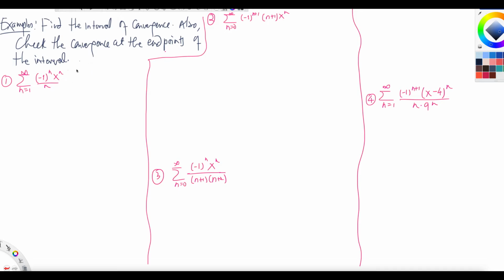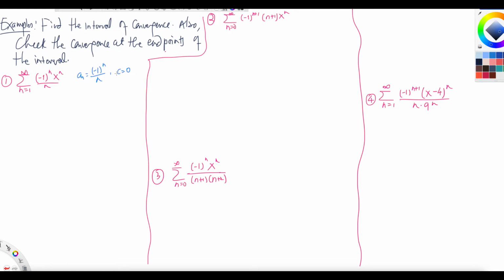So here, what is this? Is it a power series? Yes, it is a power series where a_n is equal to (-1)^n over n, right? And then what is c? c is equal to 0. You see that? This is (x - c)^n, so c is equal to 0.